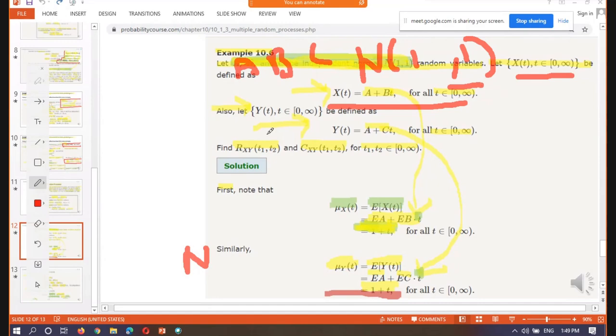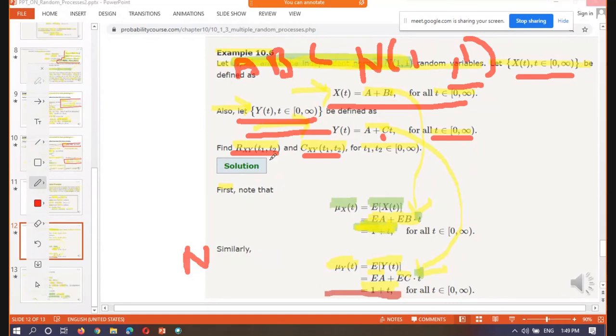Now we have another random process Yt also with us, and it's defined like this: Yt equals A plus Ct, and here it is also continuous because t belongs to 0 to infinity. And there is a relation between A, B, C. A, B, C are independent and they all follow the same distribution N(1,1). So you have to calculate the cross correlation and cross covariance function.